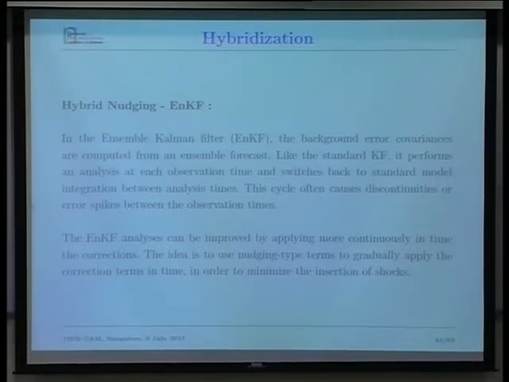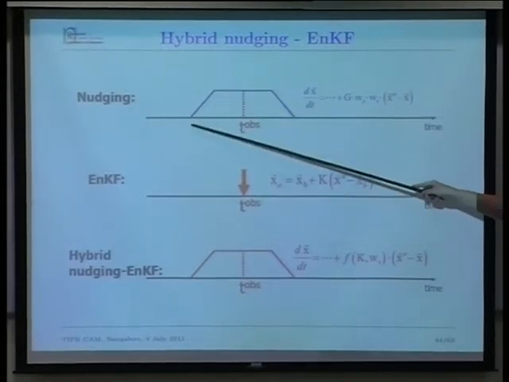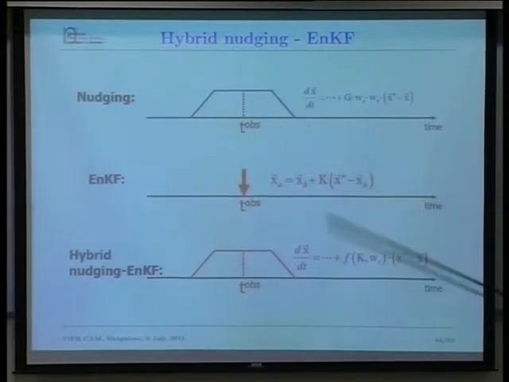Maybe you have seen that. The idea is that once you have an analysis, then instead of correcting the state at one point, you go back in time and try to integrate this correction over time. So the idea is to use a nudging term to gradually apply the correction in time, so that you will not get some shocks in the solution. So the idea of the nudging is that in time you will have some smooth correction term.